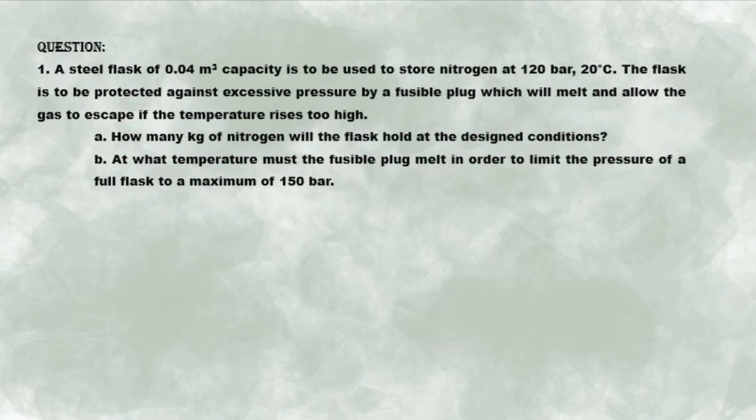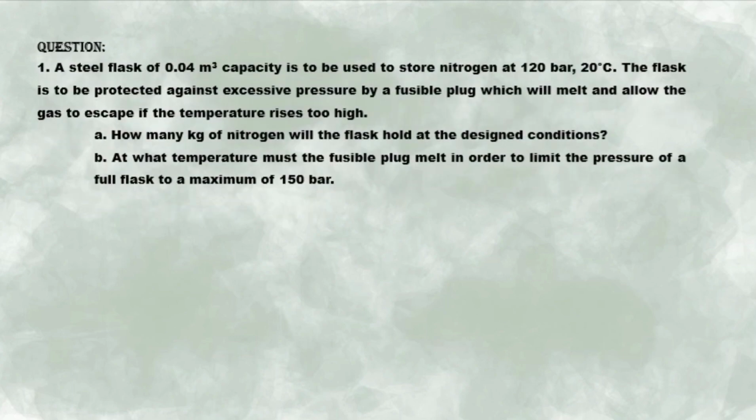For our first question, a steel flask of 0.04 cubic meter capacity is to be used to store nitrogen at 120 bar and 20 degrees Celsius. The flask is to be protected against excessive pressure by a fusible plug which will melt and allow the gas to escape if the temperature rises too high. How many kilograms of nitrogen will the flask hold at the designed conditions?